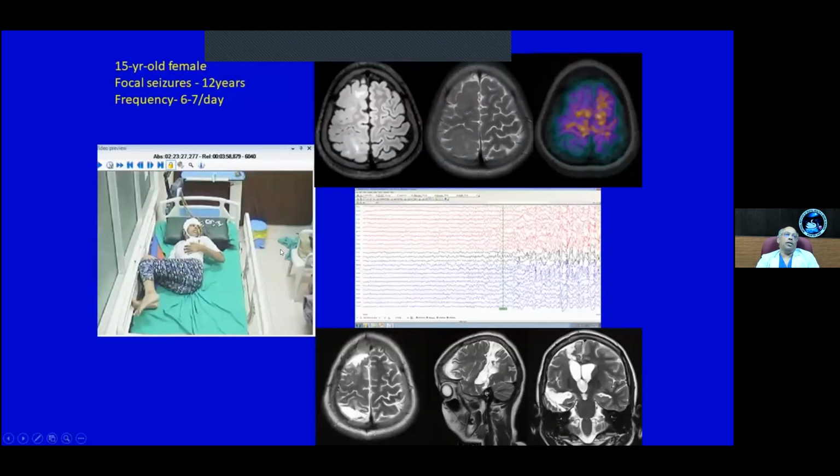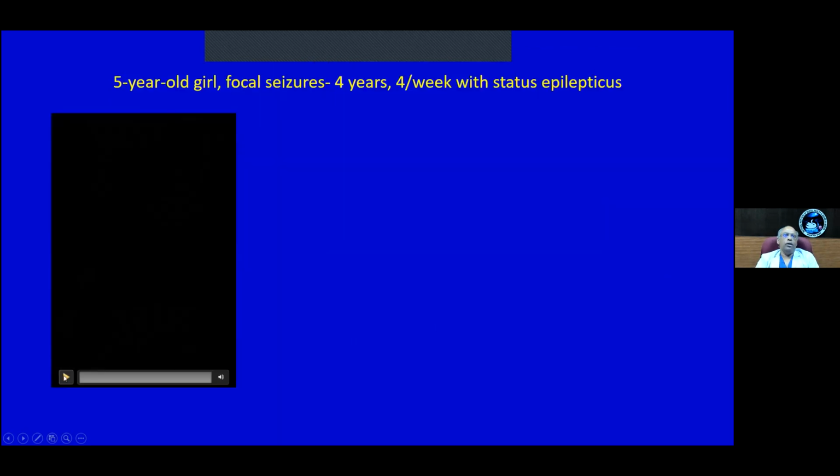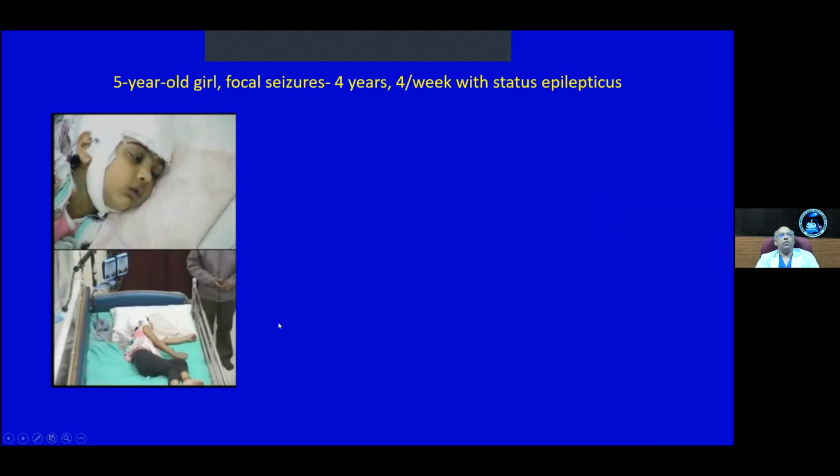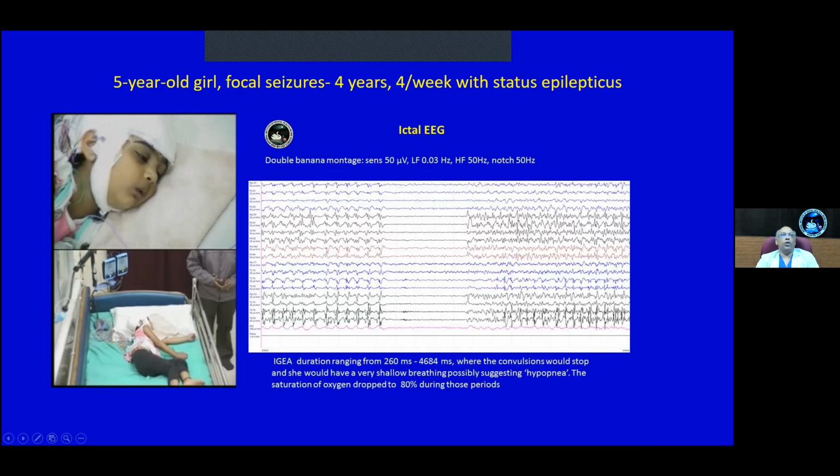Now, this young girl presented with multifocal seizures with multifocal cortical dysplasia, but she has got no motor deficit, and MR as well as PET showed normal anatomy and metabolism of the motor cortex area, and then she underwent motor sparing hemispherotomy.